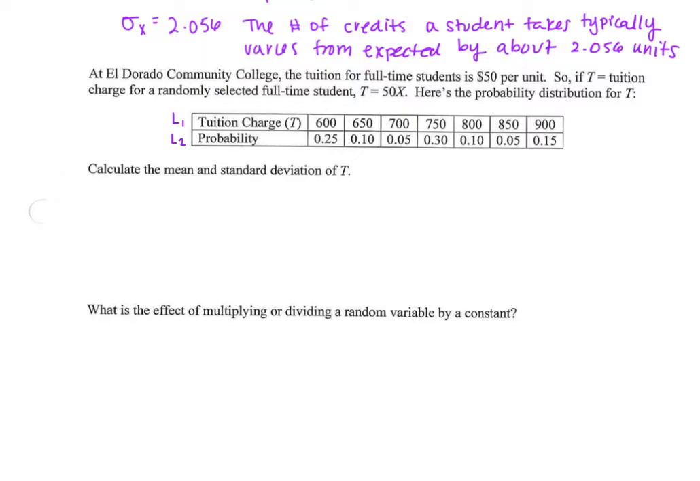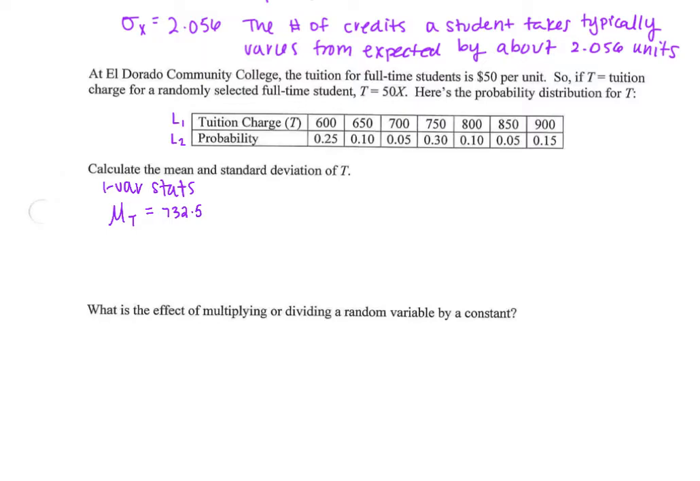So now our variable is t. And so I'll replace list 1 with the new list 1 of the tuition instead of the number of units. And when I do one variable stats with this new list, I get the mean of t is going to be 732.5.